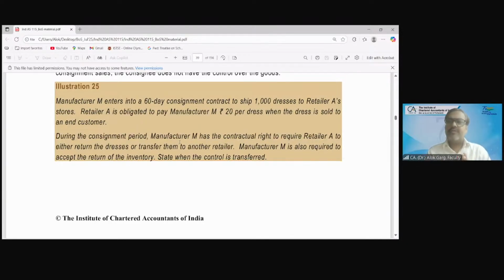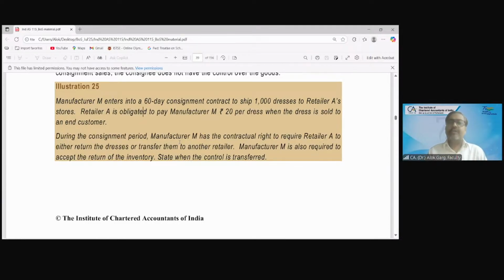You're right. So when he returns to another retailer, when he transferred to another retailer. Yes, sir. Okay. Sell it or return it.